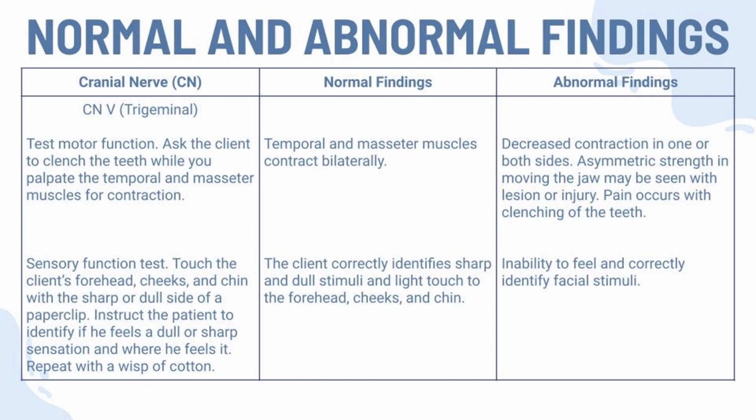Next, for sensory function test, touch the client's forehead, cheeks, and chin with the sharp or dull side of a paperclip. Instruct the patient to identify if he feels a dull or sharp sensation and where he feels it. Repeat it with a wisp of cotton. For normal findings, the client correctly identifies sharp and dull stimuli and light touch to the forehead, cheeks, and chin. For abnormal findings, inability to feel and correctly identify facial stimuli.